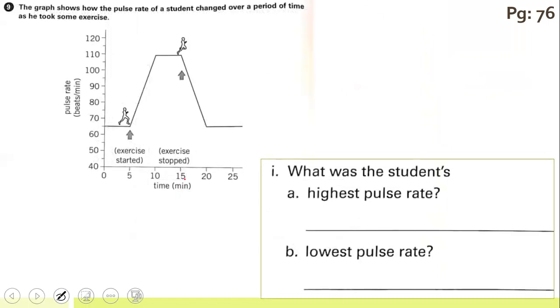What was the student's highest pulse rate? You can see here from this figure, it is 110. So 110 beats per minute is the highest pulse rate. The lowest pulse rate is about this one, 65. So 65 beats per minute is the lowest pulse rate.